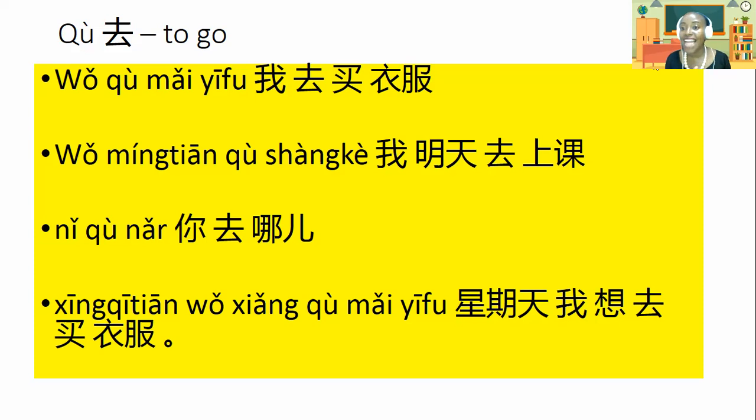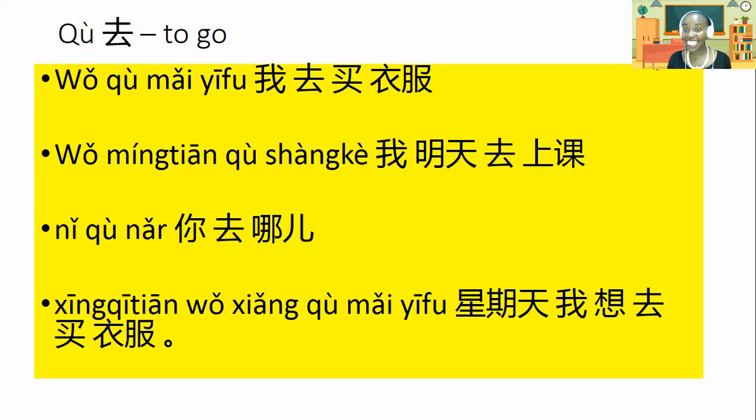Then I would ask you, 你去哪儿? 哪儿 means where. So you go where? Where are you going? 你去哪儿? Then you can say, 我去 Kenya. Maybe you're coming to visit us in Kenya. You can say, 我去内罗毕. I'm going to Nairobi.